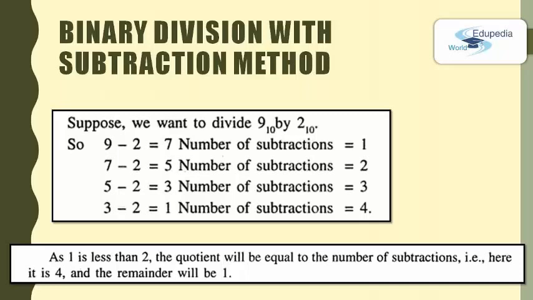And the quotient will be equal to the number of subtractions. So here it is 4. When 9 is divided by 2, the quotient will be 4 and the remainder would be 1. So that's how it works.